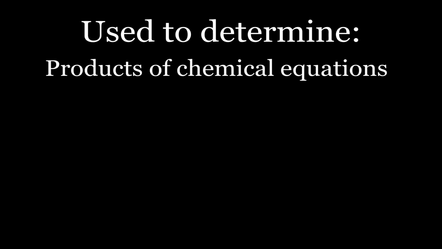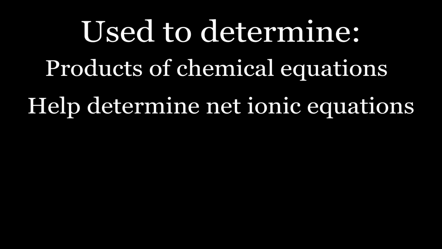Now that you know about the solubility rules, here's how they're used. These rules are used to determine the products of chemical equations, like whether or not a precipitate or a solution will form. These rules also help to determine the net ionic equation of a certain reaction. Solubility rules are crucial to understanding chemistry.